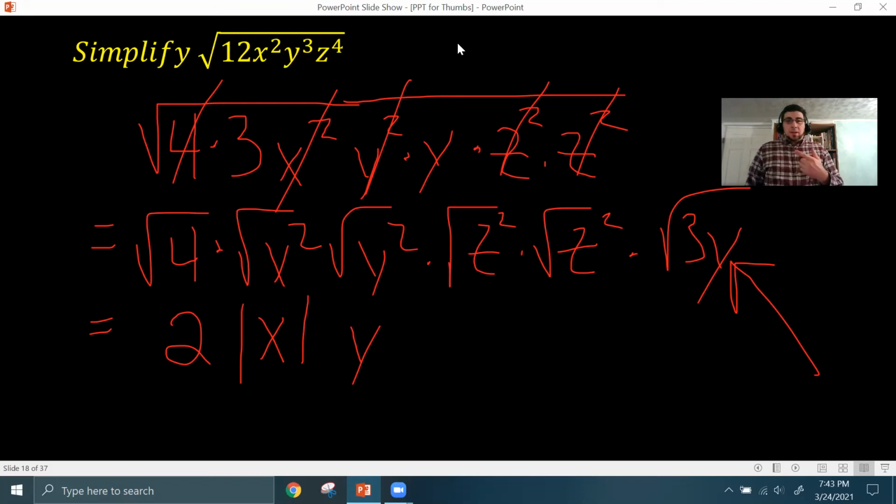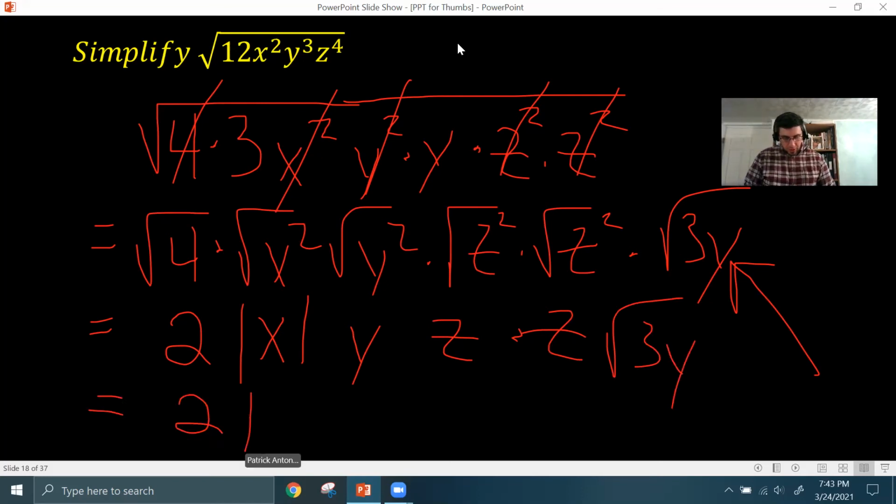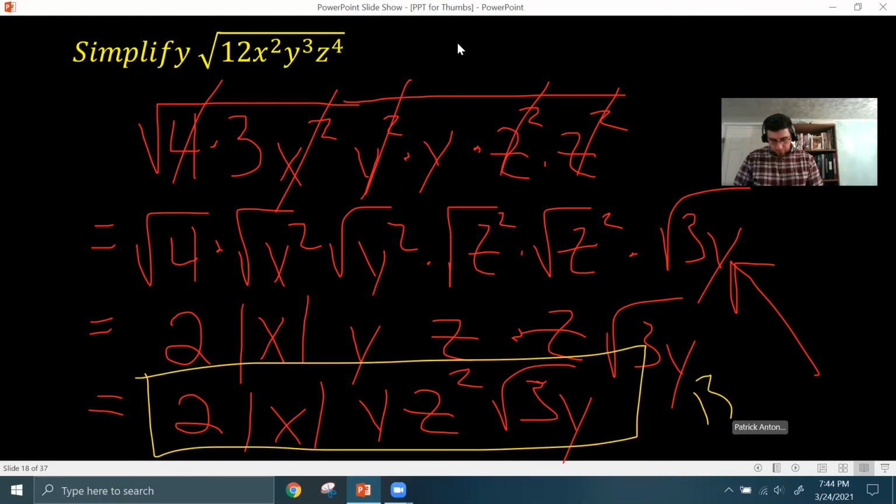Okay? Now, square root of z squared gives you a z times another z. Now look here. I don't need the absolute values on those because those will end up multiplying together to give you z squared anyway. So a bunch of exceptions I'm showing you in this problem. So you'd have 2 absolute value of x, y, z squared times the square root of 3y. Bippity bop, bippity boop. You know, sometimes what you got to do is you got to box it and write boom.